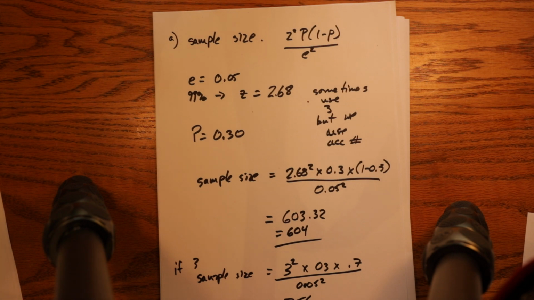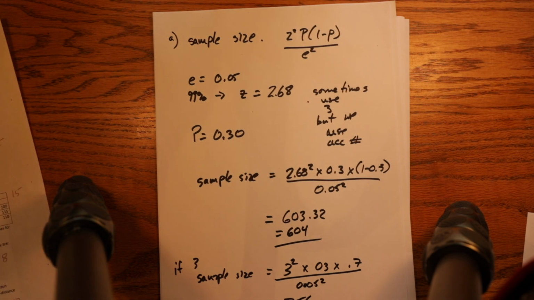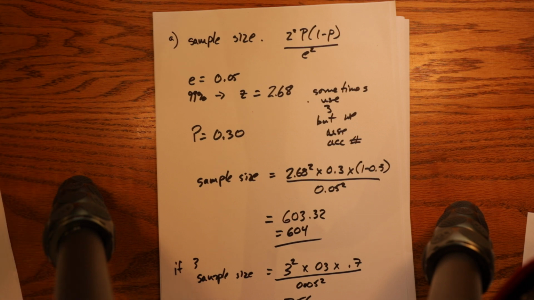756, and I did that to highlight that if the number changed to 97%, Z would go down, so the sample size would go down. So if your confidence level goes down, then the sample size you need would go down. So that's the answer to the second part of that question.